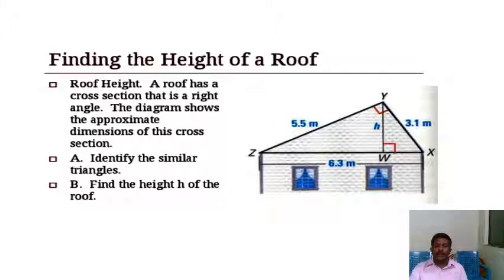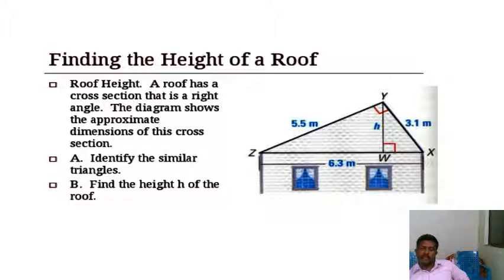The geometric mean we can use for finding the height of roof. Here XYZ is a right angle triangle. If we want to know YW, which is the height, so take this distance 5.5 meter, this distance 3.1 meter, and this distance between two walls XZ is equal to 6.3 meter. So identify the similar angles and find the height h of the roof.